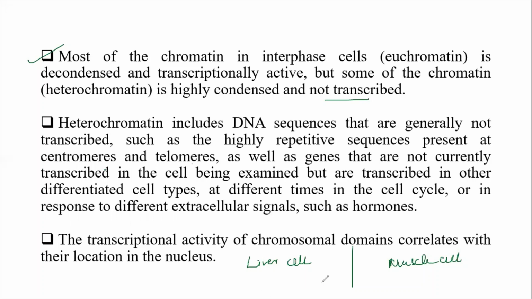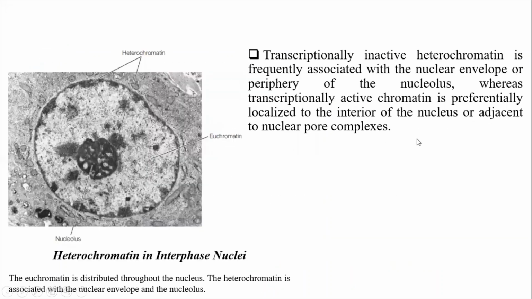Absolutely correct. So depending on the requirement or the function the liver is carrying out, the protein expression is going to vary as compared to the muscle cell. And that's how the gene expression is going to vary. Hence, the transcriptional activity will be different. Very good. So transcriptionally inactive heterochromatin is frequently associated with the nuclear envelope or the periphery of the nucleolus. Okay. Whereas transcriptionally active chromatin is localized to the interior of the nucleus or adjacent to the NPC.